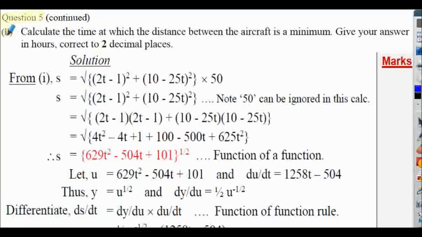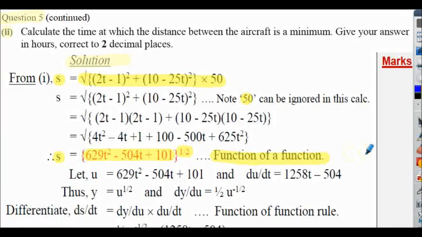Question 5, part 2. Here's the solution. Here's the formula for distance. Note in this case the 50 can be ignored from the calculation, it will just cancel out anyway, so it's not been used in the lines below. Expanding the brackets and collecting the terms together, we find S is this bracketed term as a function of t raised to the power of a half. It's a square root here. So that makes it a function of a function.